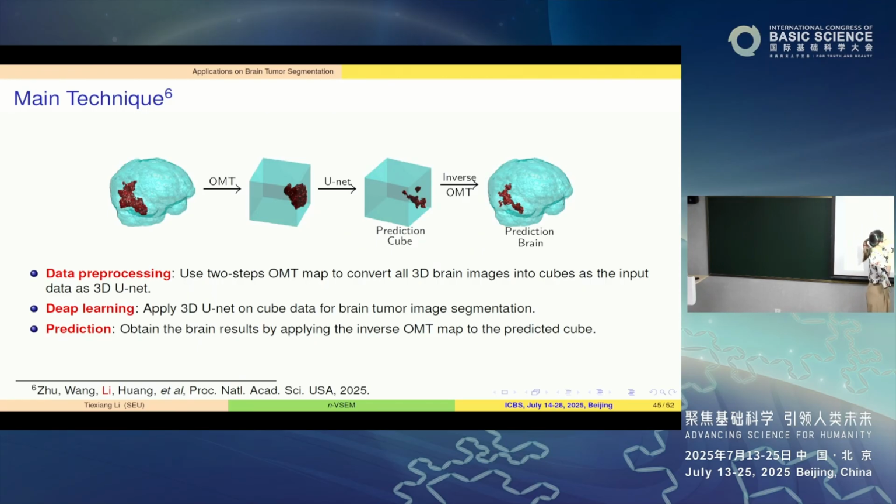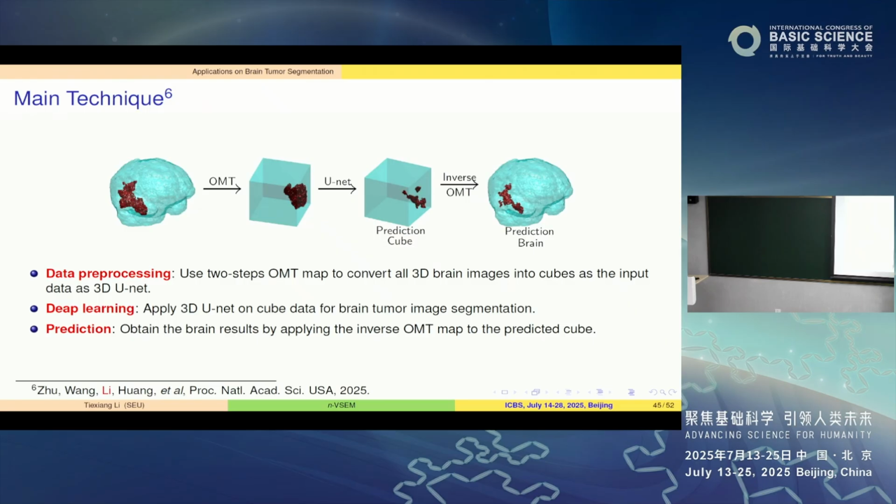Then we put all this data into the AI model. Here I write the 3D UNet, but you can use any AI model. Then we do the segmentation. We predict the tumor position.